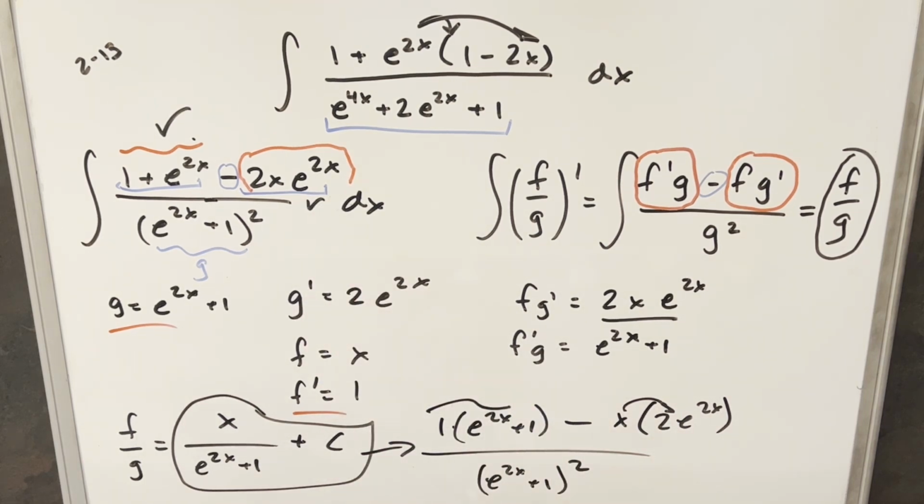Okay, good problem. I like when we can use the quotient rule in reverse on an integral. Let me know if you had a different way to do this. I'd be curious, and let me know how it compared to this method as far as speed or whatever. Anyway, we'll stop it there.